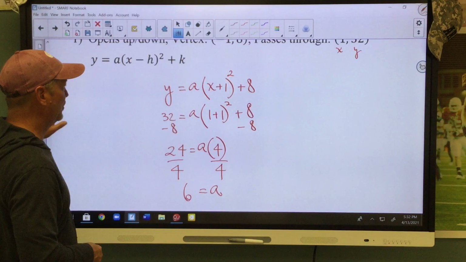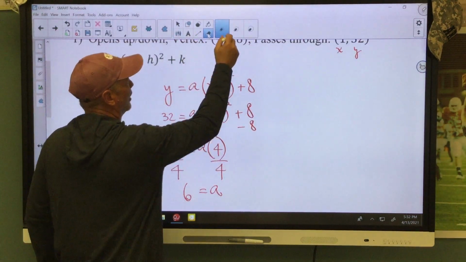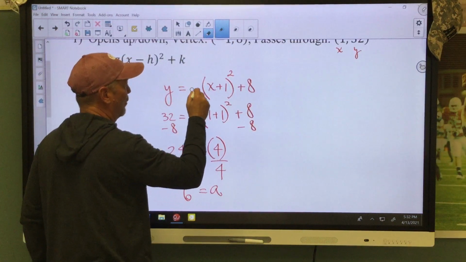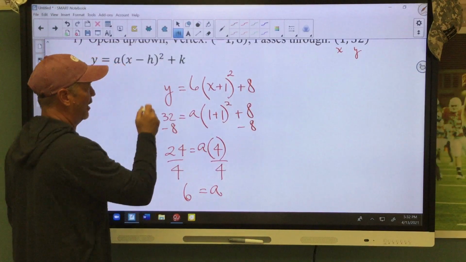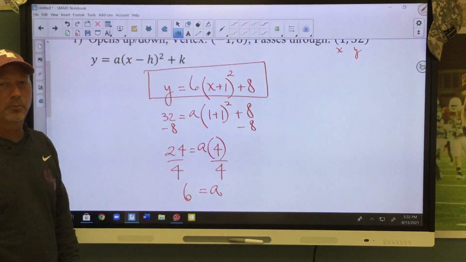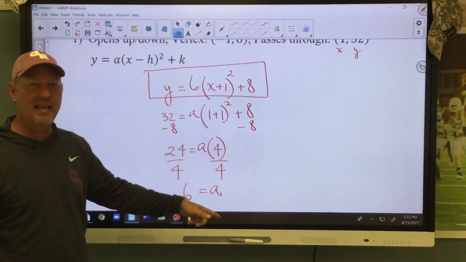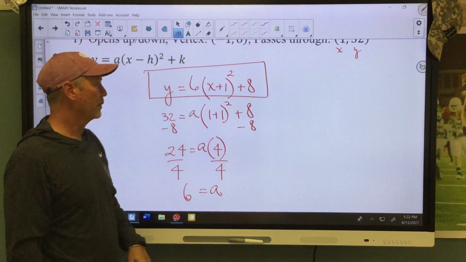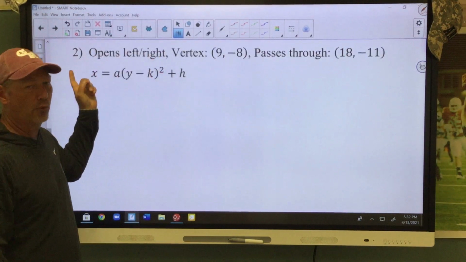So we're going to go back up, and instead of writing an a, we're going to erase the a, and we're going to put our 6. There's our a value. And so there's my equation. Simple enough. You need to find the vertex and find the a value, and you're okay. All right? Now we're going to try one that opens up left and right.